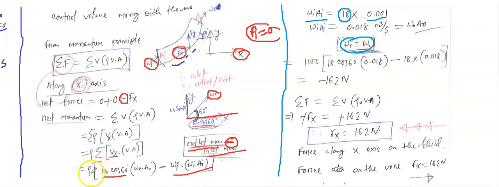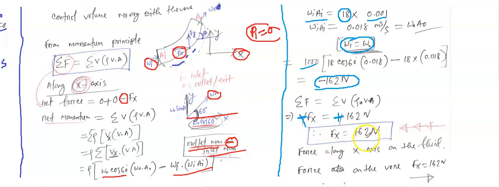Now substitute the values here. The density is 1000. W naught equals 18 cos 60, and W naught A naught is 0.018. Similarly, Wi equals 18. So we got the net force is negative 162. Now go to the momentum principle: the sum of Fx equals this. The net force is negative Fx, so negative Fx equals negative 162 Newton. You can eliminate the negatives, and Fx is 162 Newton.